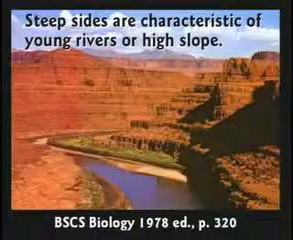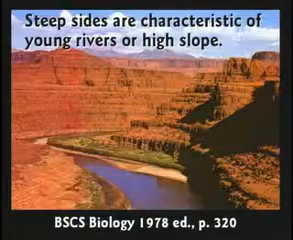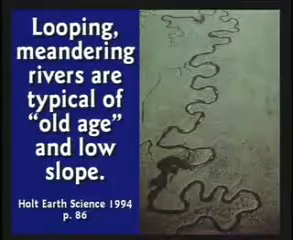Who cares? Okay, that's the kind of stuff you study in earth science. Steep sides, though, indicate the river's probably very young or on high, rapidly sloping ground, so you get steep sides to the river. So those would be good quiz questions. Characteristics of a low gradient stream, meaning not very steep ground, is that it's looping back and forth. Characteristic of a high gradient stream is steep sides on the river.